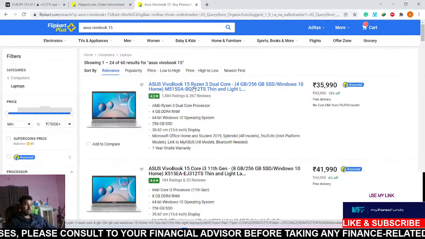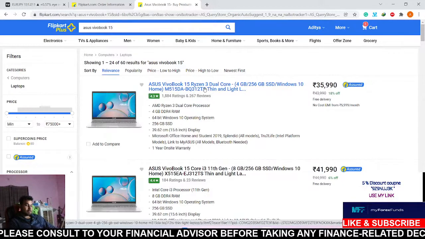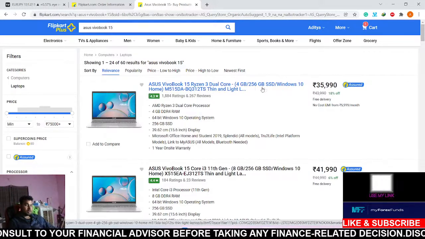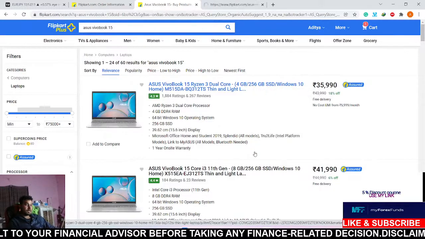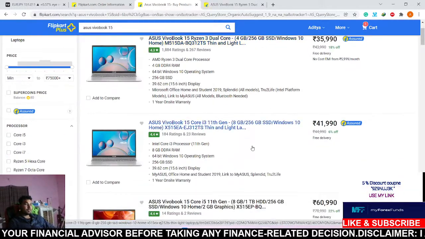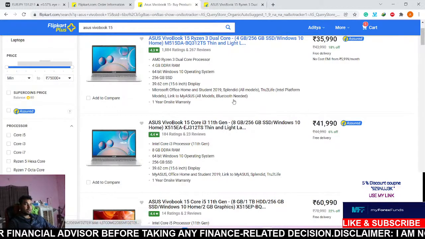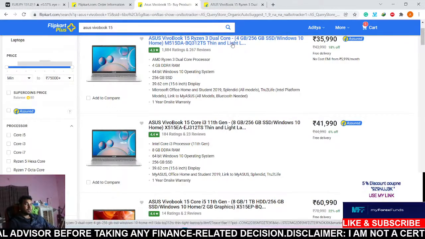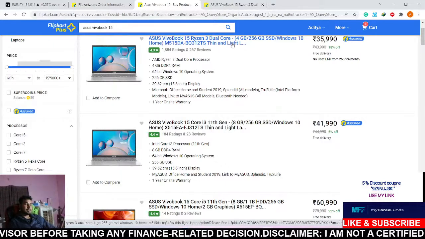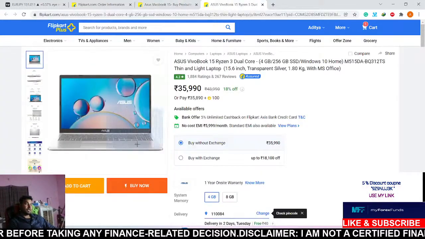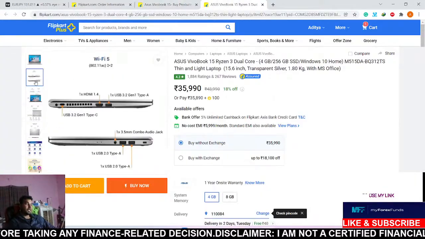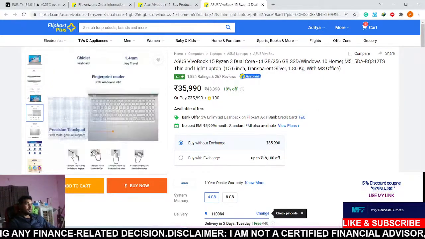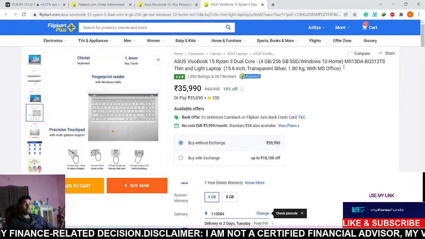This laptop you are talking about? I think this is a good laptop, Ryzen 3 dual core. If you're planning to just do trading, then I think this much configuration is enough.